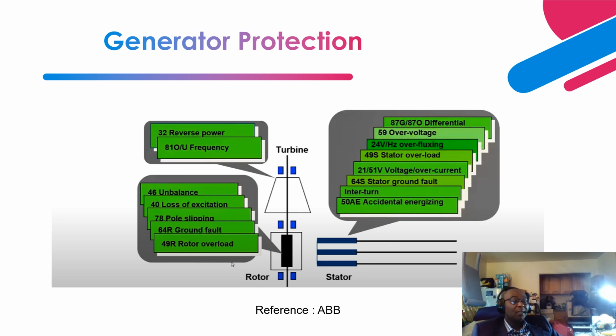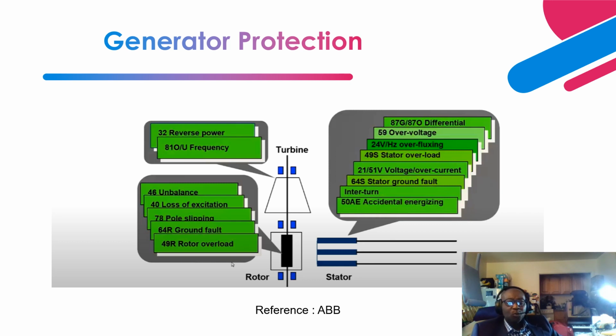That's when the turbine steam valves are shut off, closed, to prevent the turbine from spinning based on a reverse power, while the generator is moving at that instant. So negative sequence unbalance applies to the generator, right? The loss of excitation applies to the rotor winding. Then pole slipping also applies to the rotor winding. Then rotor ground fault applies to the rotor. Then a thermal overload on the rotor applies to the rotor.